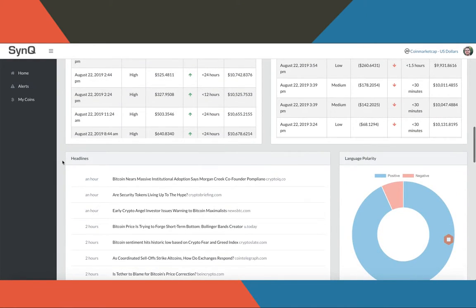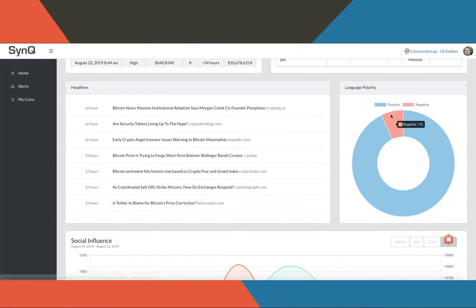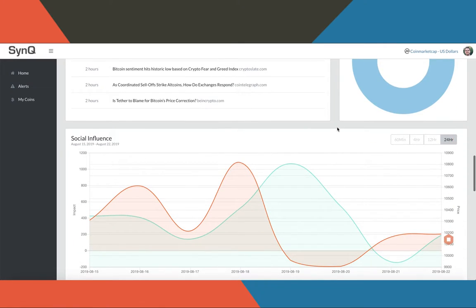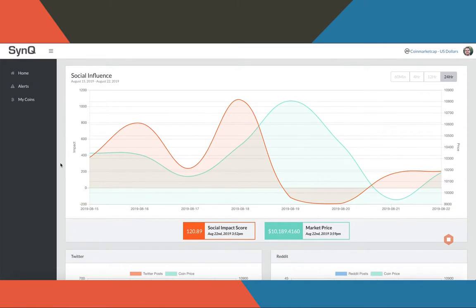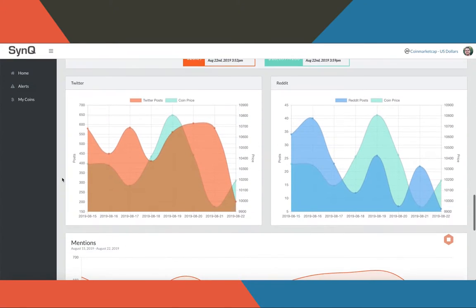So, if you want to hold out, you would hold out here, and hopefully wait for something around the 9.9K range. You also have all the major headlines here, the language polarity, which you can see a lot of it's positive, and our social influence chart, which doesn't generally coincide with price, but you can see it is actually coinciding with price a little bit here. You can see it went up and price went up, down, etc.